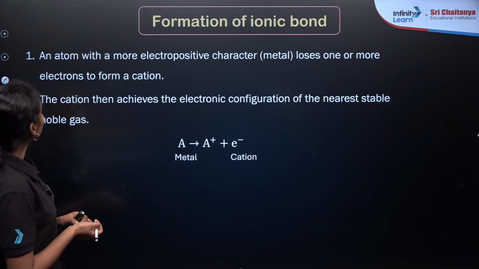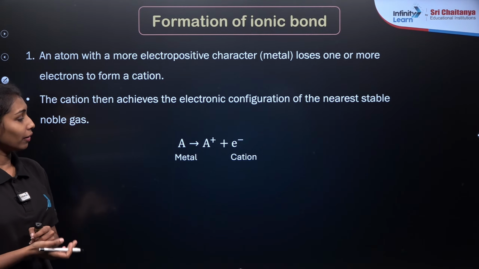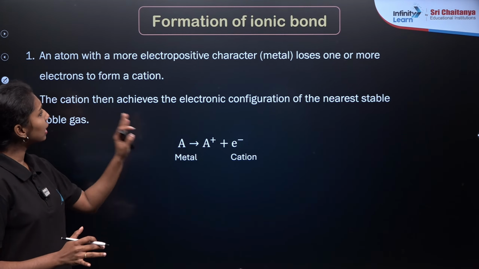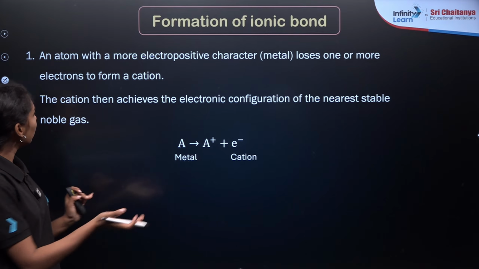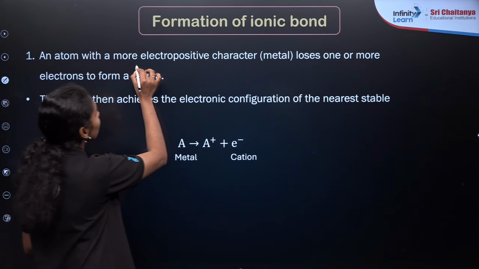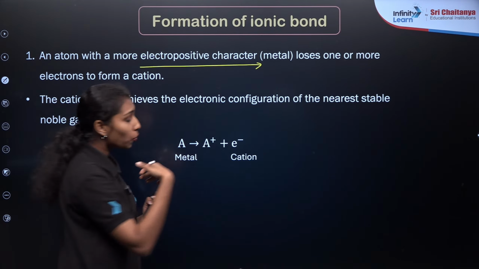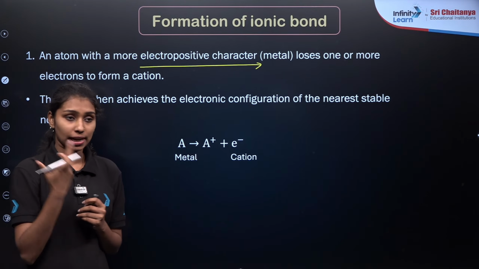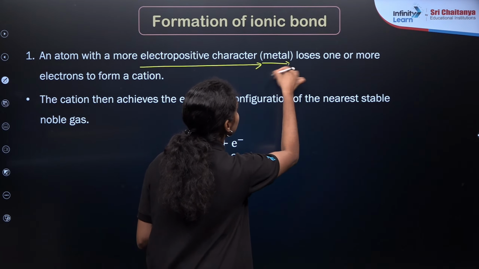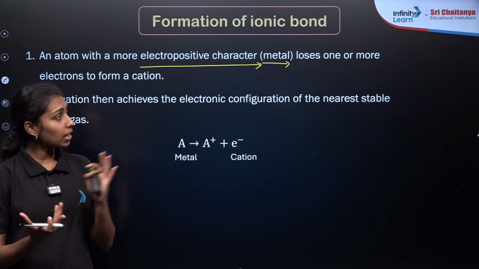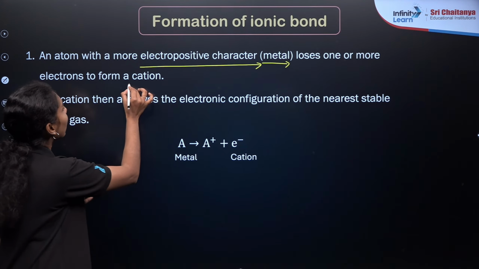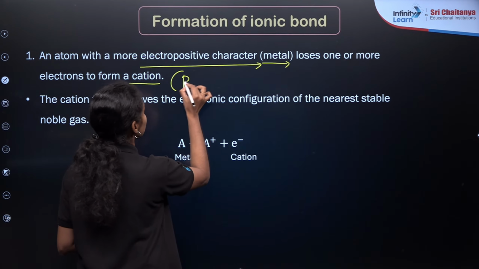Now let us see how the ionic bond is formed. We have already seen the diagram here. They are just giving the explanation in terms of words. An atom with a more electropositive character has a tendency to lose electrons. That means they are metals, right? These metals lose one or more electrons to form a cation. Cation means they have a positive charge.